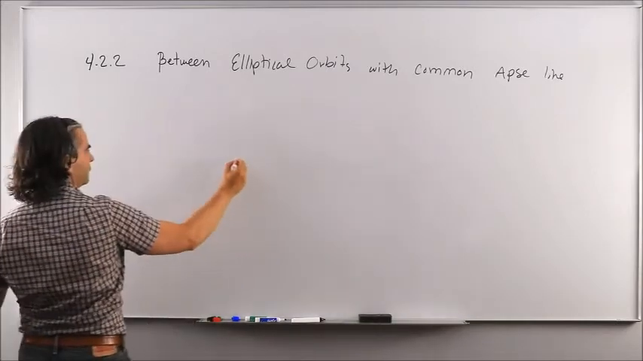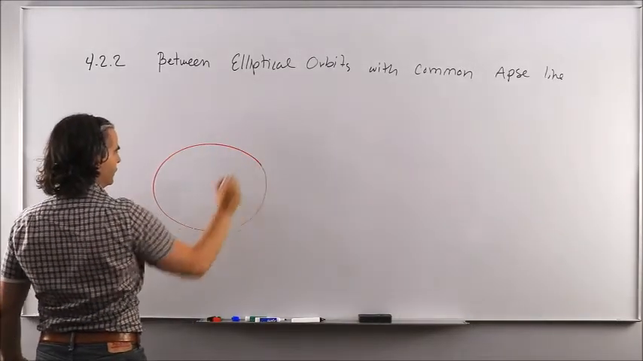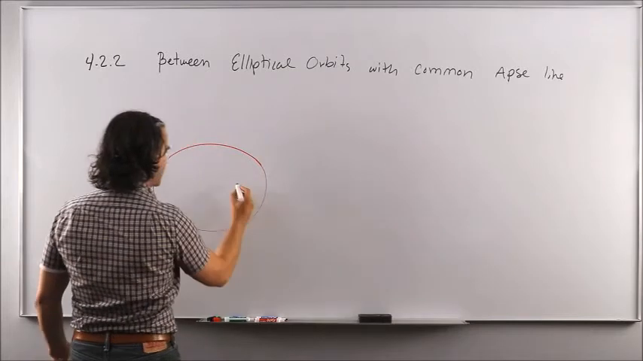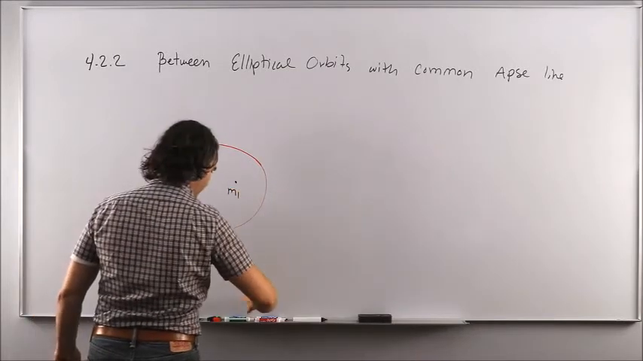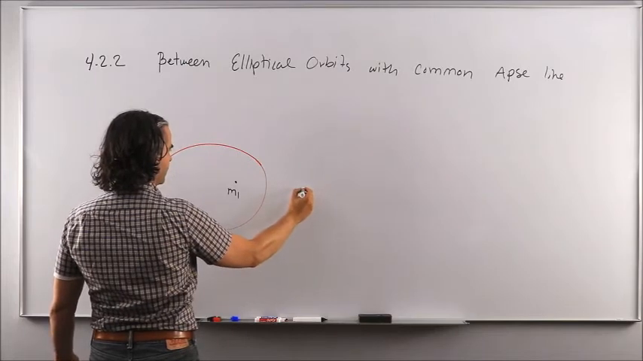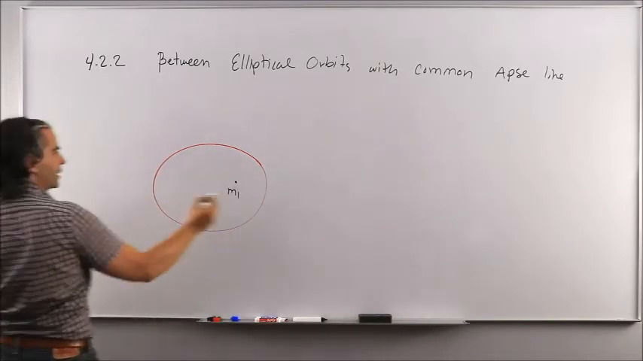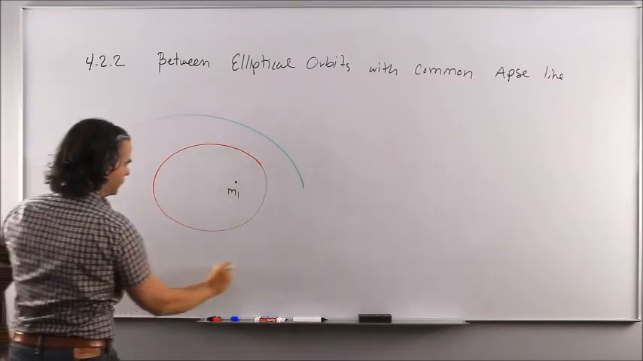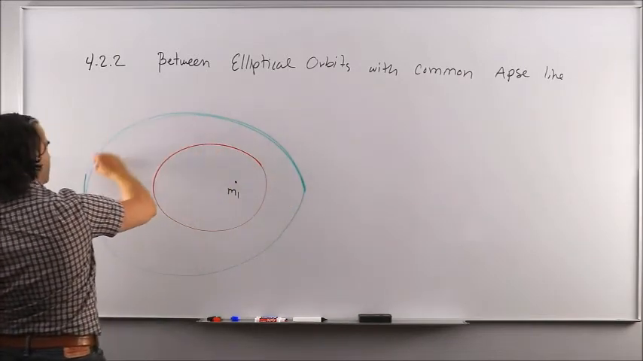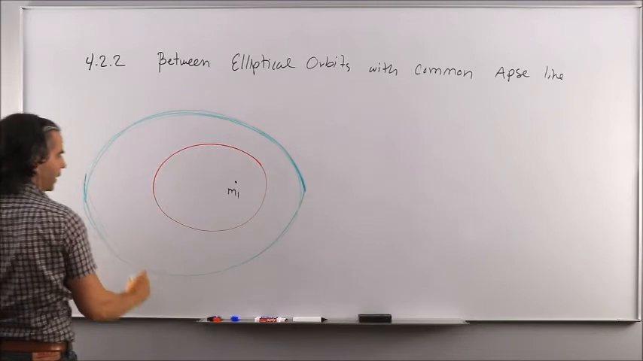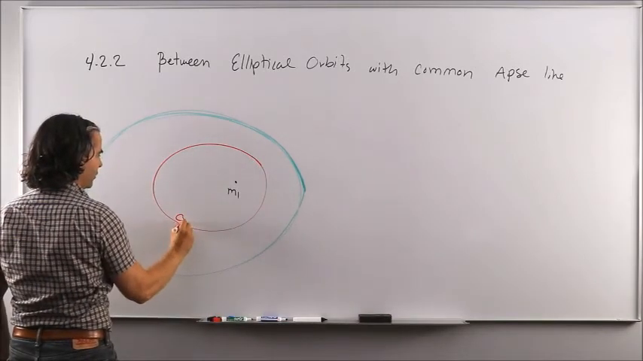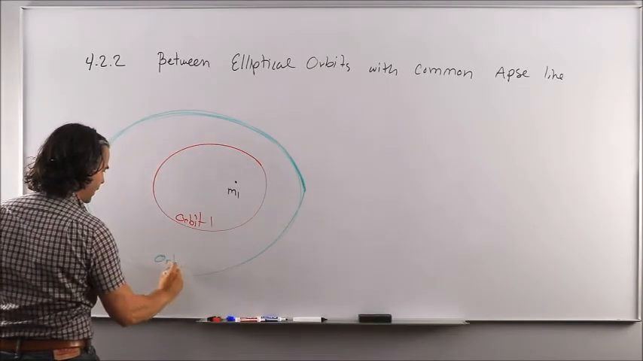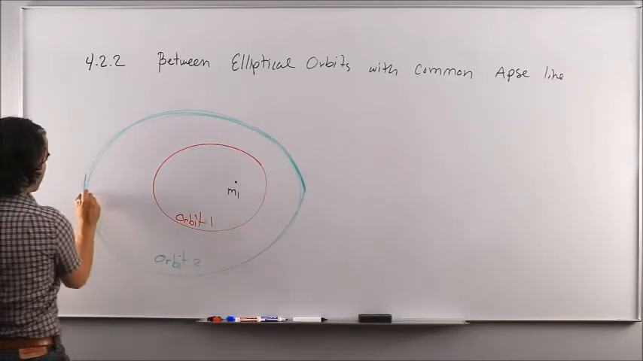So, let's say that this is your initial elliptical orbit, and that is the final elliptical orbit. Let's figure out M1, and let's say this is the perigee and the apogee of the second one is over here, and that this is what we have, like this. Okay, so this is, say, orbit 1. And in green, we have the desired or final orbit number 2.